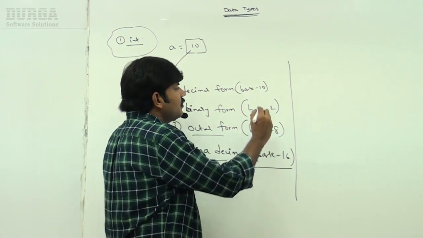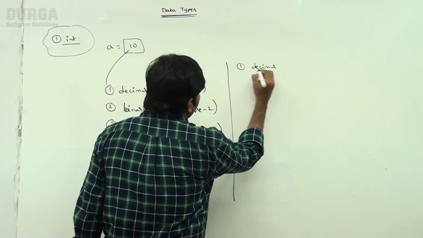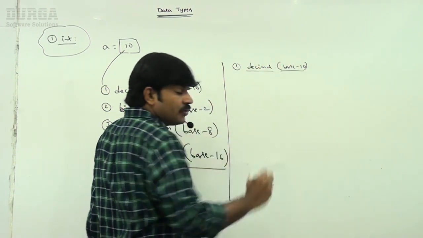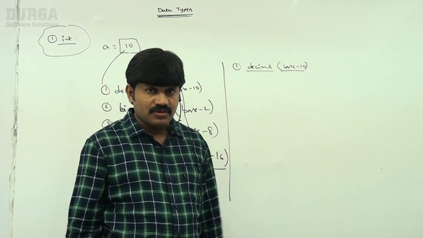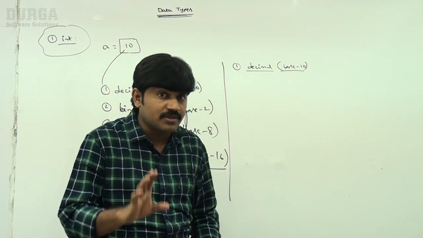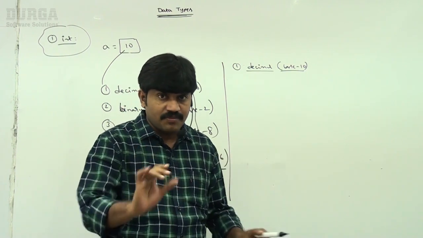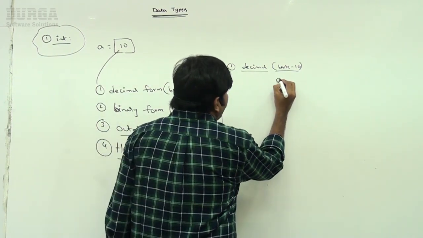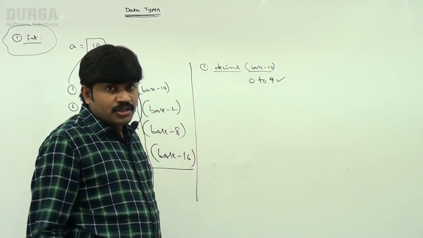First one, decimal form. Decimal form means base 10. This is the default number system we are using. We are always going to talk about numbers with respect to base 10 only. Which digits are allowed? Allowed digits are 0 to 9.